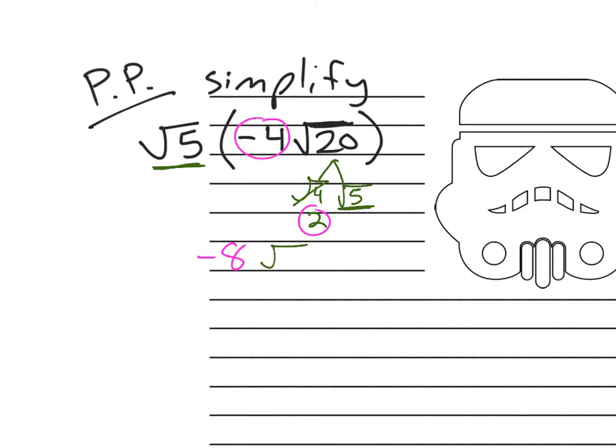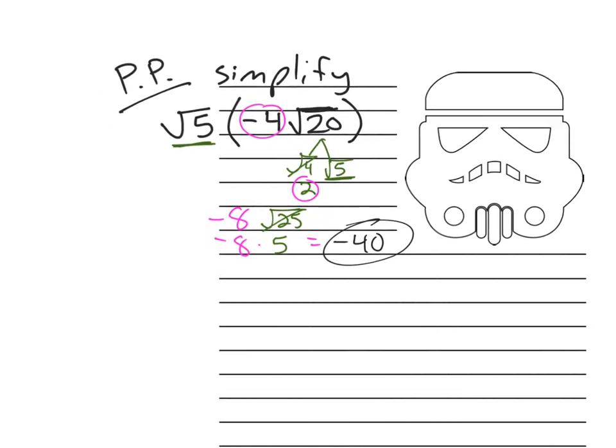So root 5 times root 5 is 25 inside. But the square root of 25 is 5. No more roots. When you take the square root of a perfect square, the root goes away, and you're left with negative 8 times 5, which is negative 40 for the final answer.